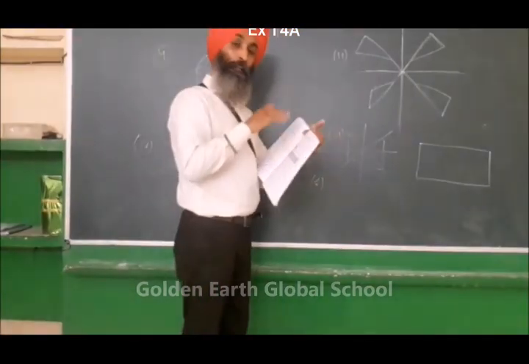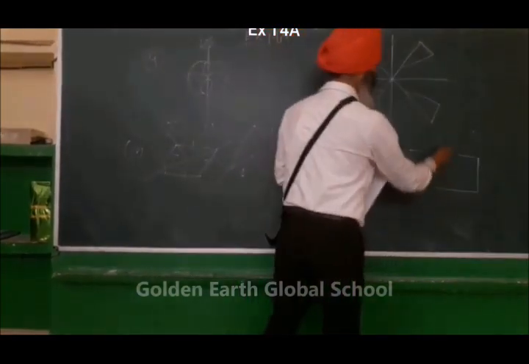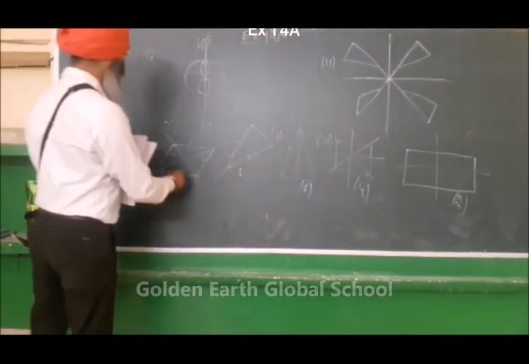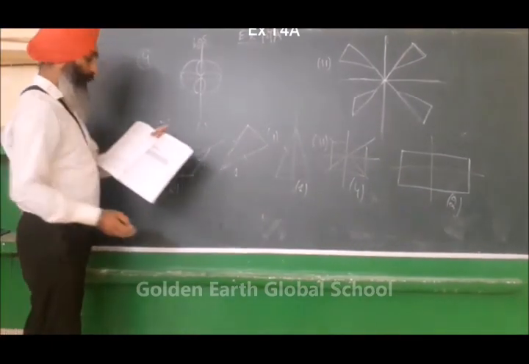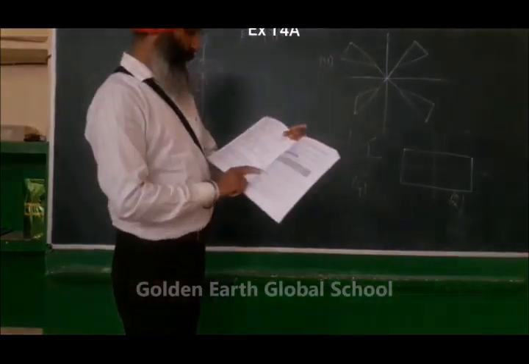1, 2, 3, 4. Look at the square diagonally, it will look the same. So it has 4 lines of symmetry. A rectangle has 2 lines of symmetry. A rhombus also has 2 lines of symmetry. Similarly, find the other parts. Do it yourself, okay everyone.